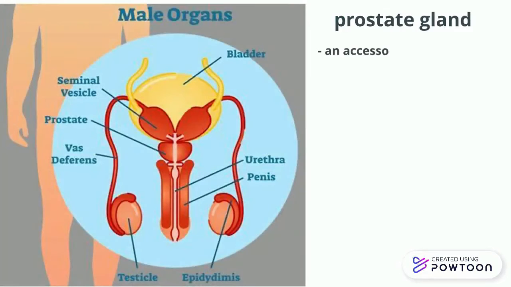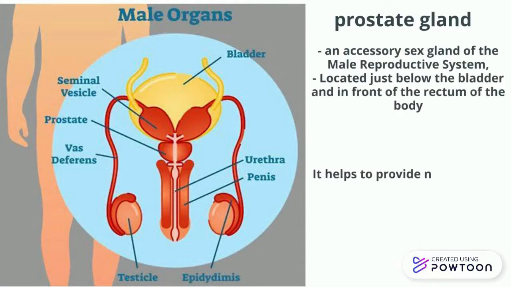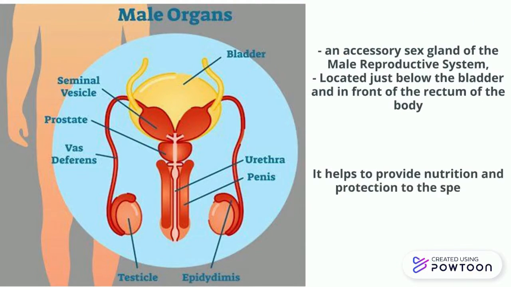The prostate gland is an accessory sex gland of the male reproductive system, located just below the bladder and in front of the rectum of the body. It helps to provide nutrition and protection to the sperm.